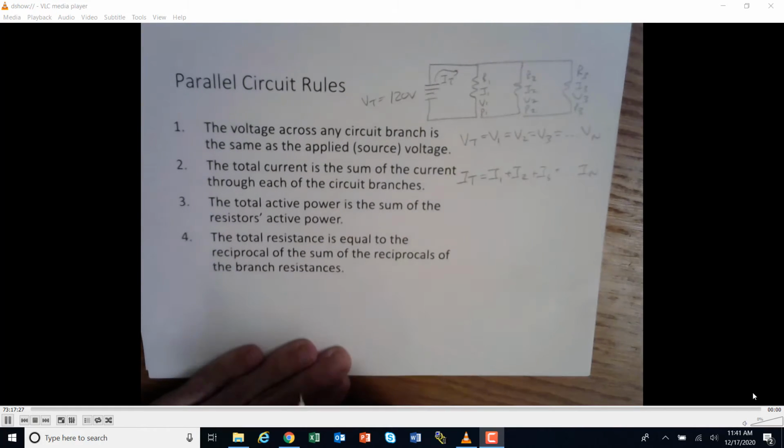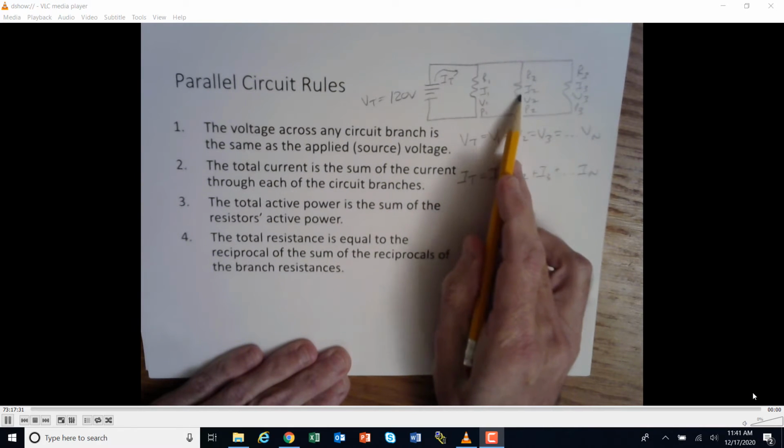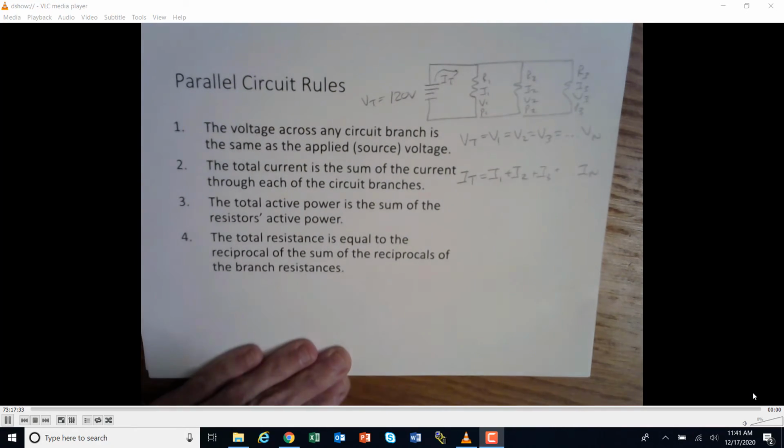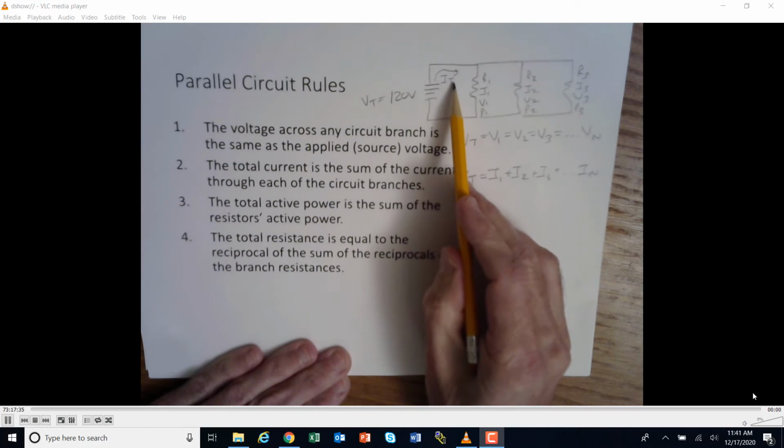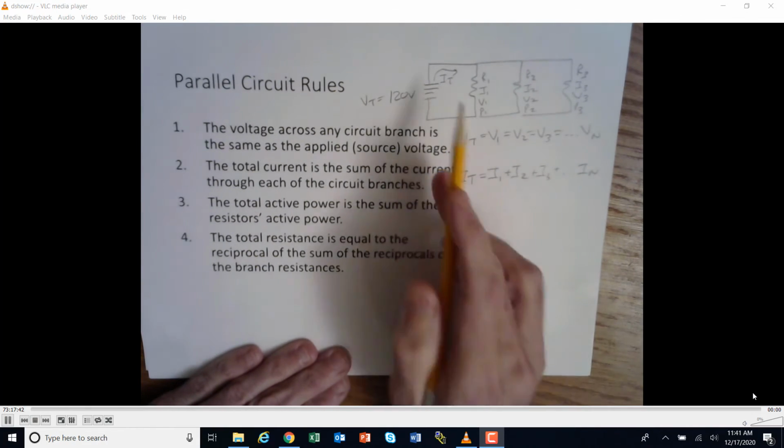Okay, so these currents, this plus this plus this, would add up to be equal to that, because none of the current can be lost. It can be divided up, but then it's got to come back together, and it would equal the total.